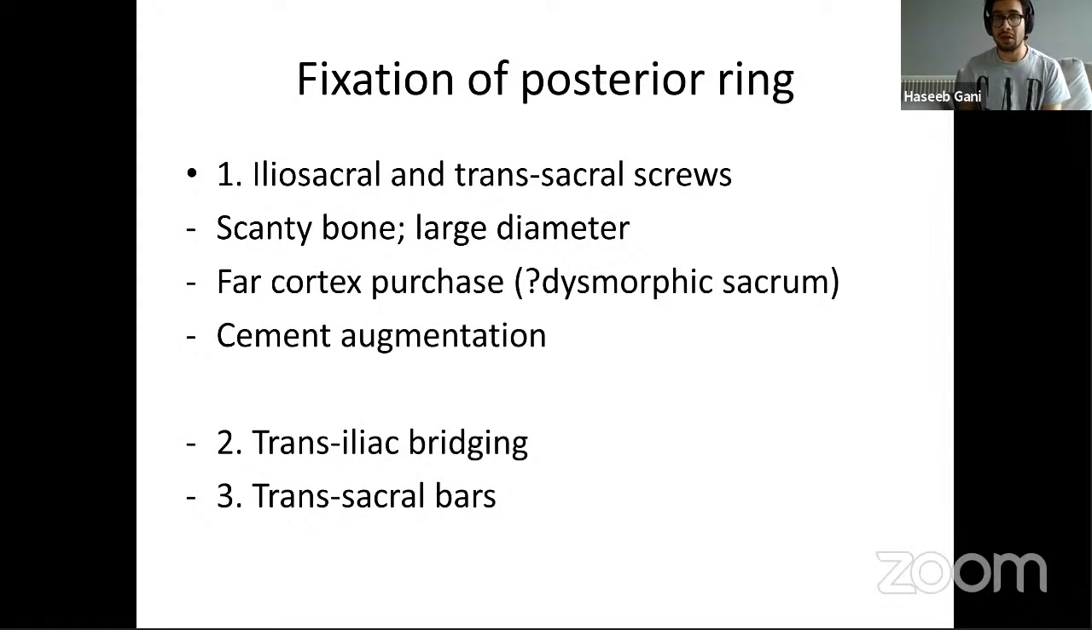The fixation methods are various. Popular ones for the posterior ring are iliosacral and transsacral screws. We have to keep in mind that these are old patients with scanty, osteoporotic bone, so we use large diameter screws, and when you put in the screws, you have to be mindful of sacral dysmorphism, and sometimes in very weak bone, you may use cement augmentation. Transsacral screws have been revolutionized with longer screws. Most of the purchase is from the outer cortices of the ilium on each side.